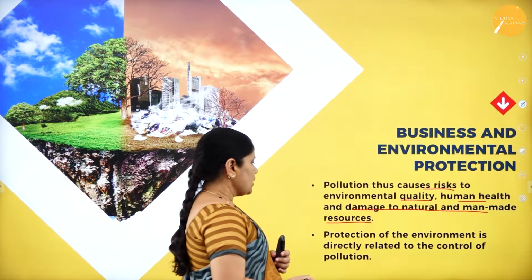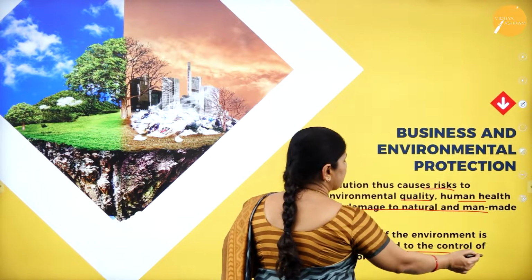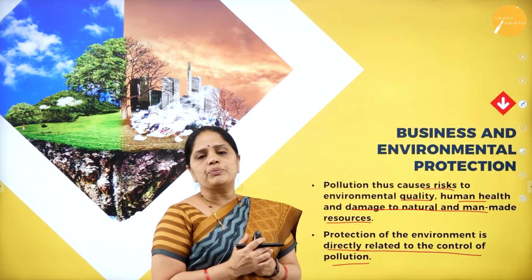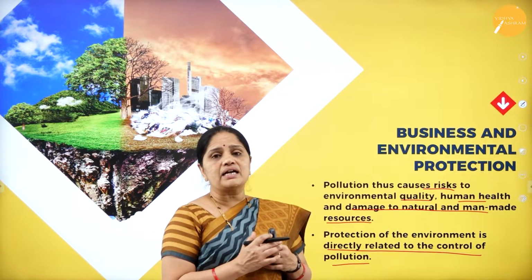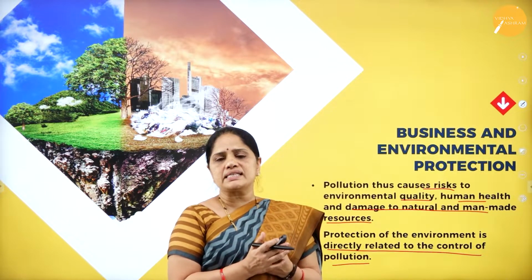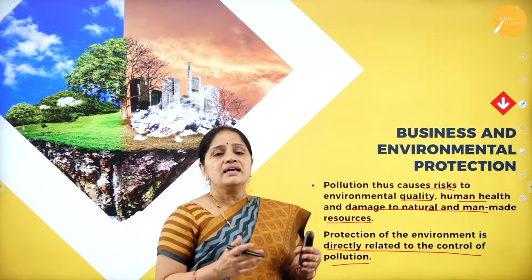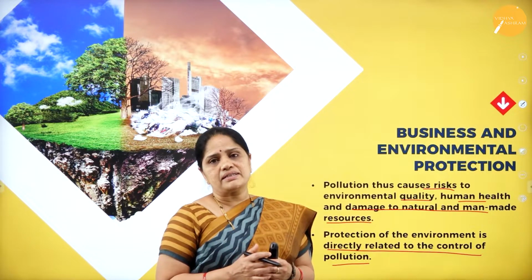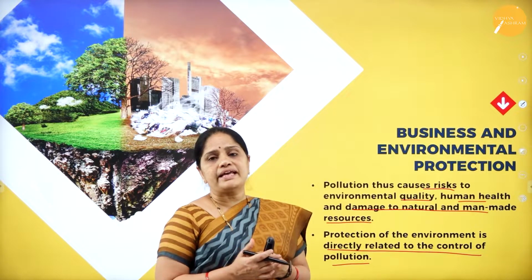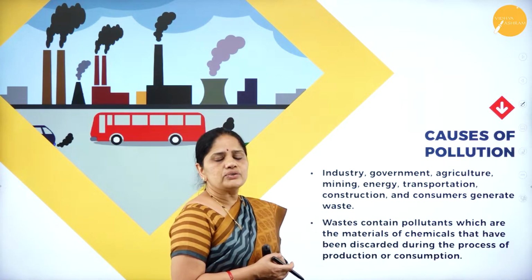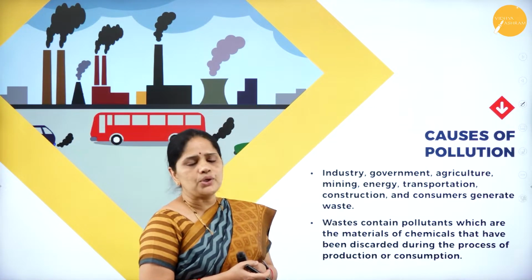Then protection of the environment is directly related to the control of pollution. If we can control the pollution we are causing, or control the amount of smoke we are releasing or the waste we are releasing into the water, air, etc., then we can have a better earth, a better environment for ourselves. Then next, let us look into what are the various causes of pollution.